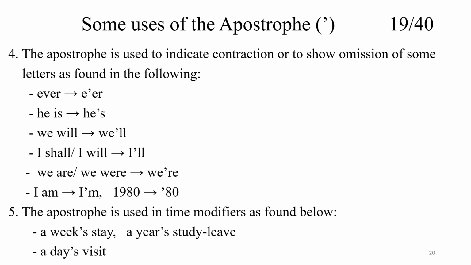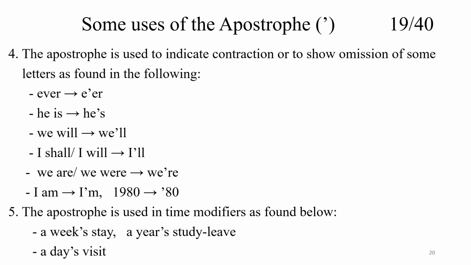So the apostrophe is used to indicate contraction. If we say contraction, it means that we want to delete some of the letters in some words, and we can achieve that by using the apostrophe. So let us look at an example like "ever." I don't want all the letters to appear. I want to delete some of them. I can delete the V and replace that one with the apostrophe.